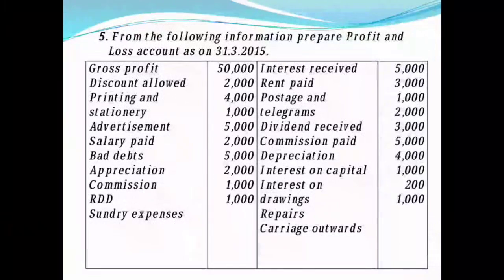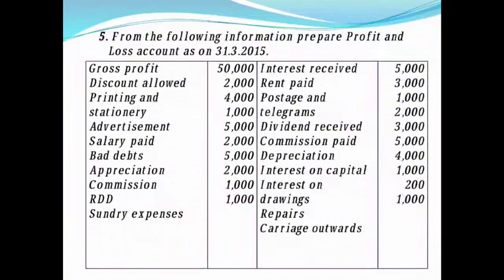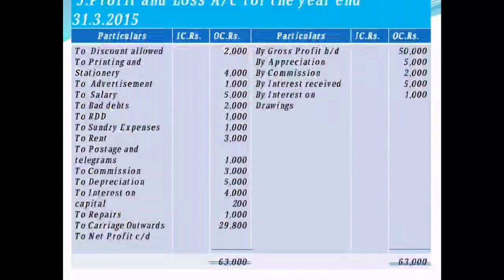The next you have repairs. Okay, repairs rupees 200. Debit side you should record repairs rupees 200. Okay. The next you have carriage outwards rupees 1000 expense. So debit side you are going to record to carriage outwards rupees 1000. So debit side we have more now.